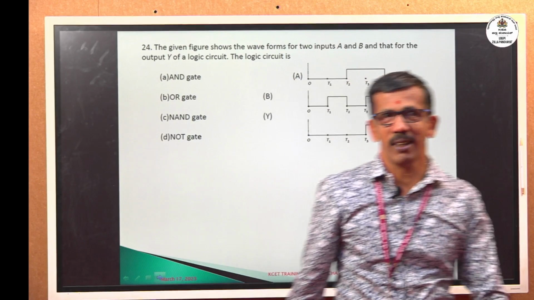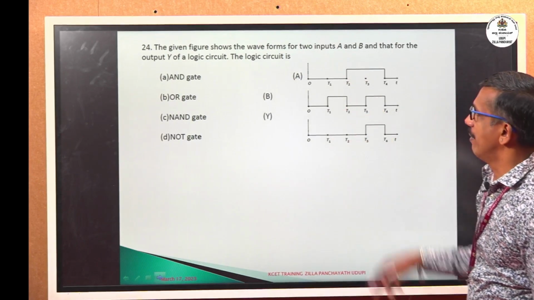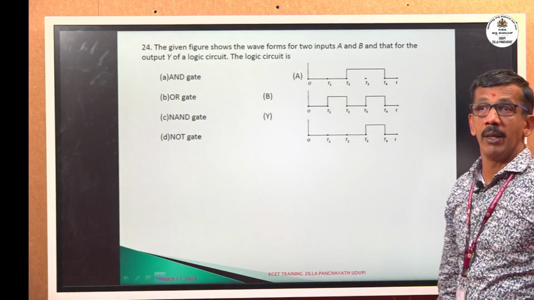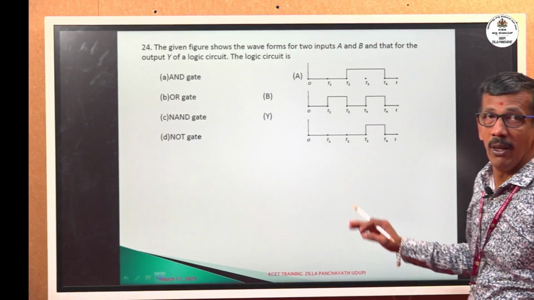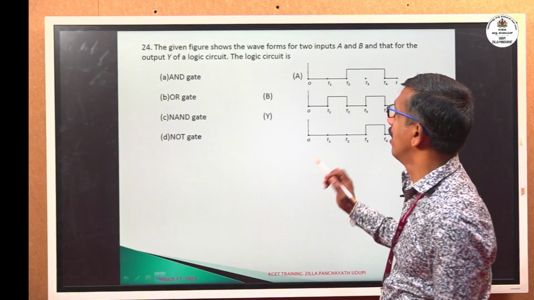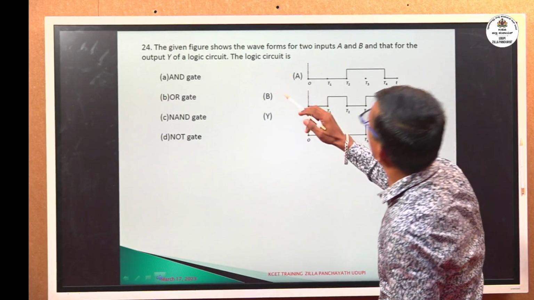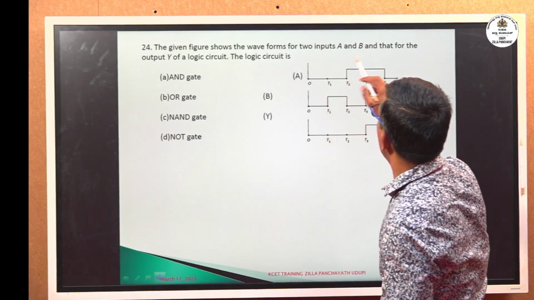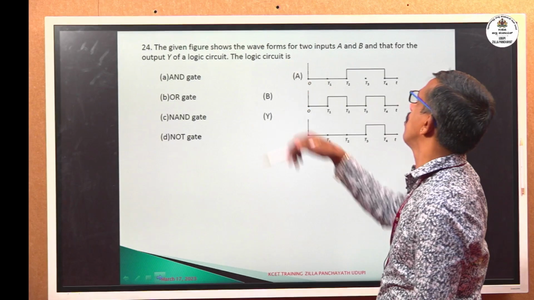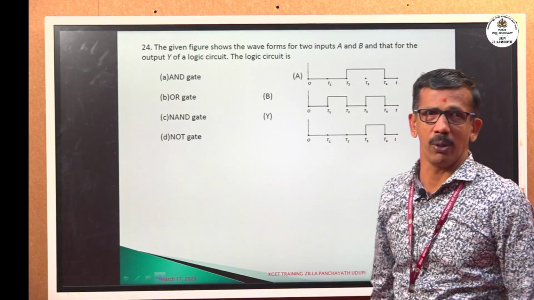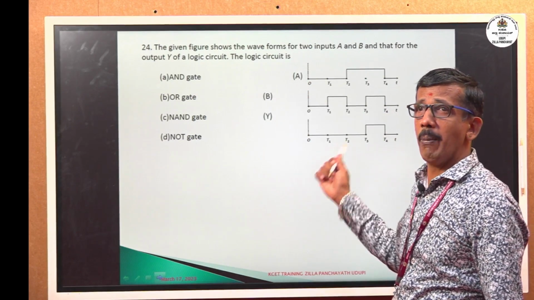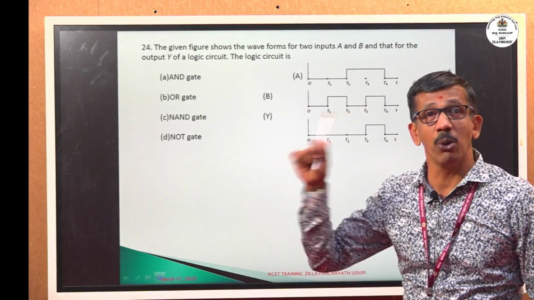See here, the waveform is given. The given figure shows the waveforms for two inputs A and B and that for output Y of a logic circuit. You should name the logic circuit, by looking at this waveform.